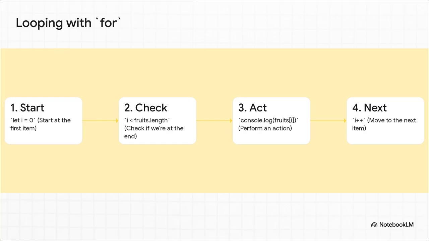A classic for loop might look a little scary, but it's really just a simple recipe. Step 1, you create a counter i and start it at 0. Step 2, you tell it to keep going as long as i is less than the array's length. Step 3, you do your thing, like printing the item. And step 4, you add 1 to i and do it all over again for the next item. That's it. It just repeats until it's gone through the whole list.